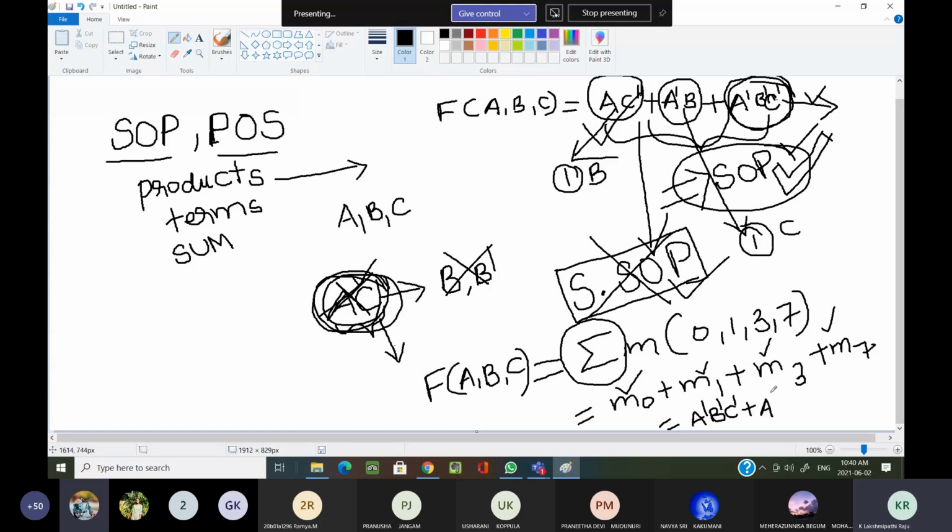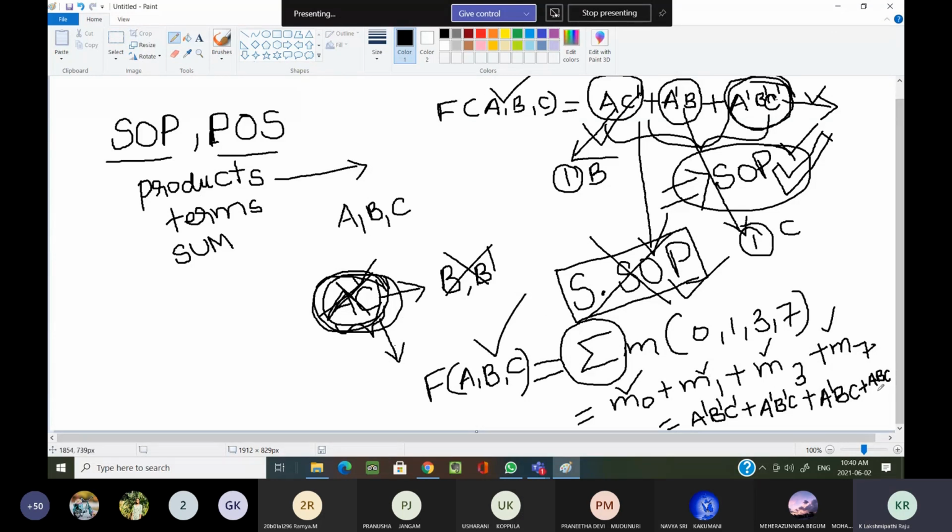Plus, what is my min term 1? A dash B dash C. What is min term 3? A dash BC. What is min term 7? ABC. Now you see the clear distinction between this expression and this expression.